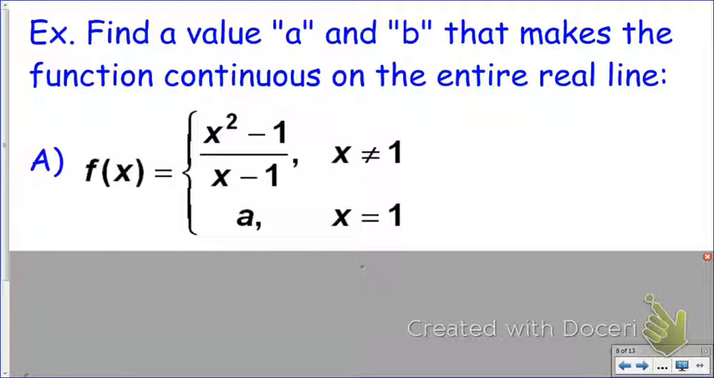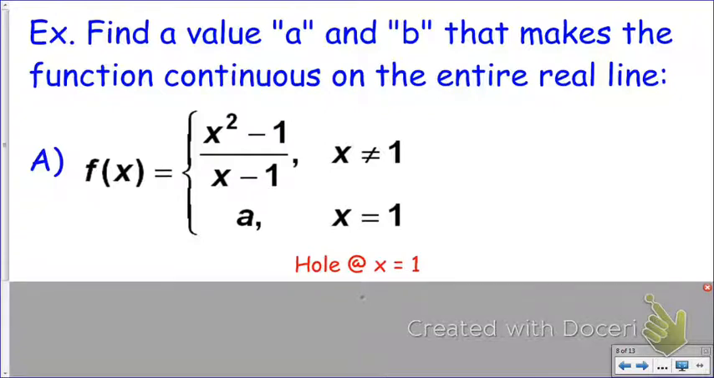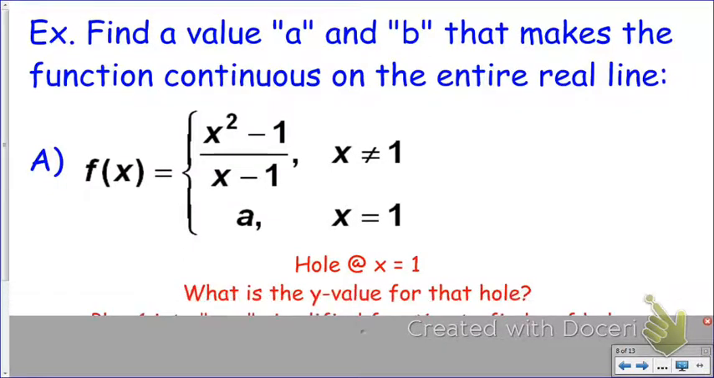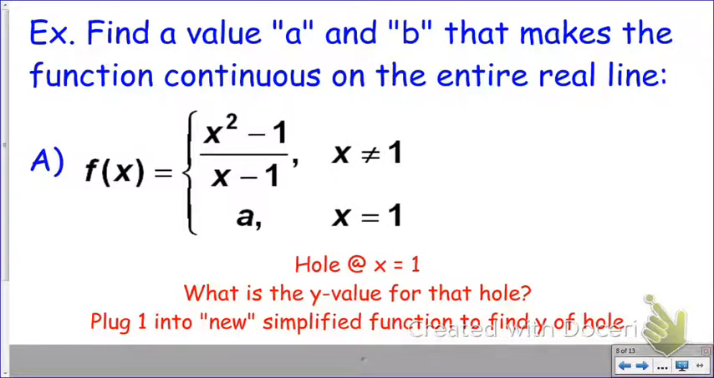So we should by now be able to identify that we're going to have a removable discontinuity in our first function, because if we factor our numerator, we're able to cancel out an x minus 1 in both the numerator and denominator. So that leads us to the question, where does that hole occur? We know that the hole occurs when x equals 1, but what is the y value when x equals 1? So what we need to do is plug that x value of 1 into our new simplified function to find the y value of the hole. So let's start by factoring, simplifying, and then we can plug in.